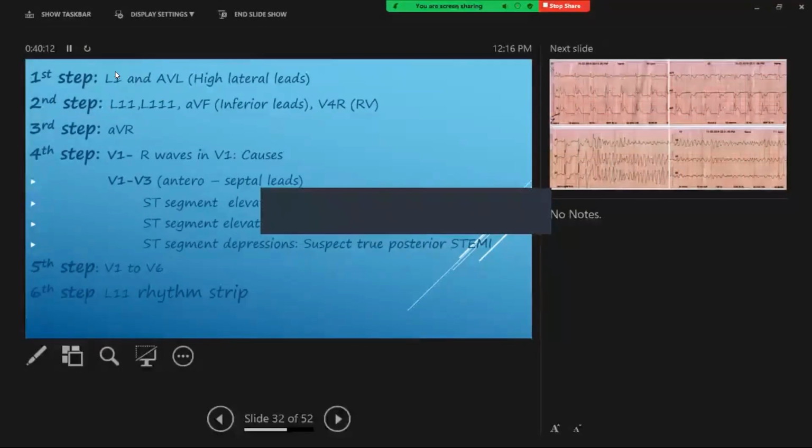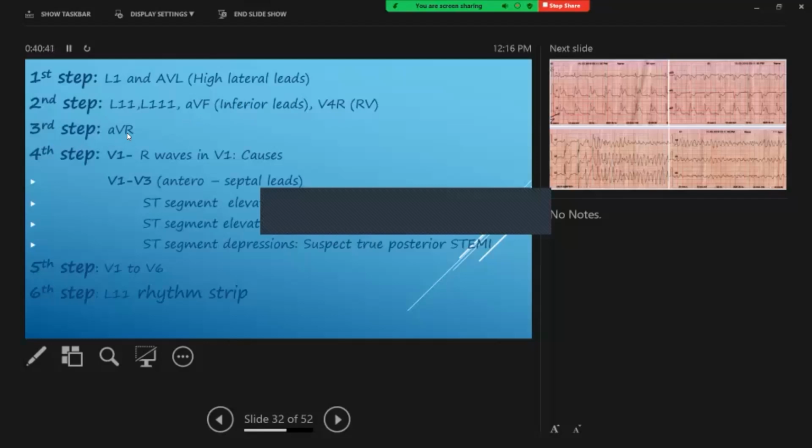First, analyze lead 1 and AVL. This is called high lateral leads. These two behave in the same way. This is one electrode beam. Then, second step, analyze lead 2, 3, AVF, inferior leads. If there is ST elevation in these leads, you have to look at lead V4R. That's why we included lead V4R in our request form.